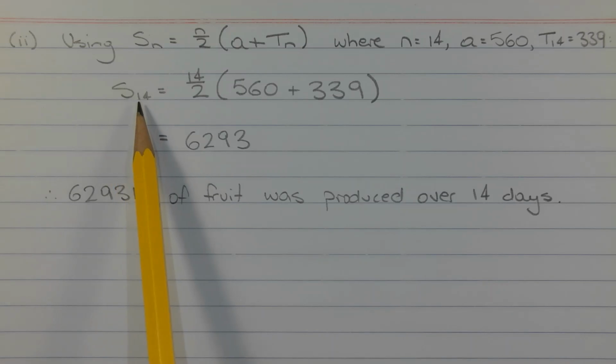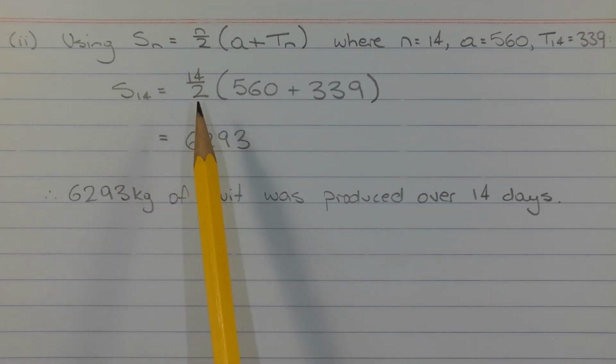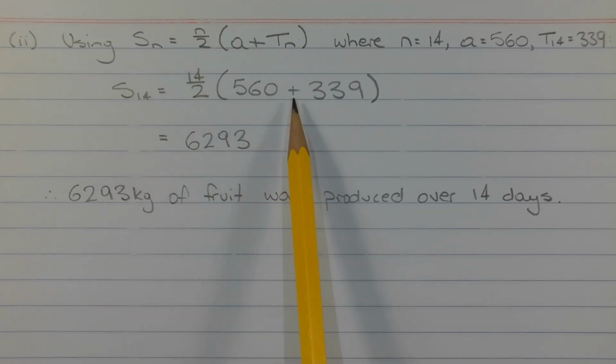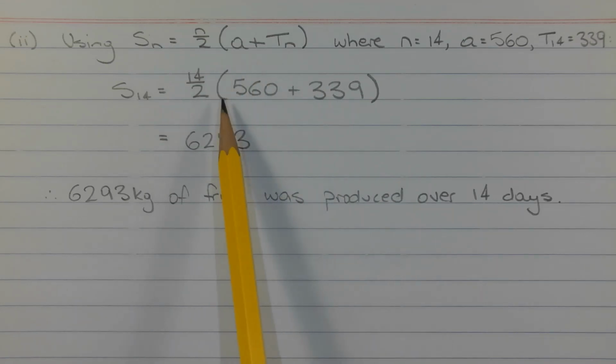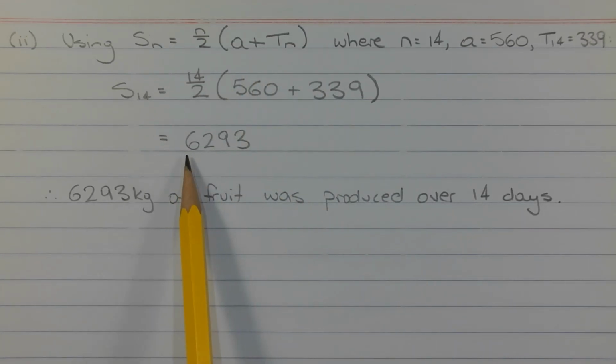So S14 is equal to 14 over 2 times 560 plus 339 in brackets, which evaluates to 6,293. Therefore, 6,293 kilograms of fruit was produced over 14 days.